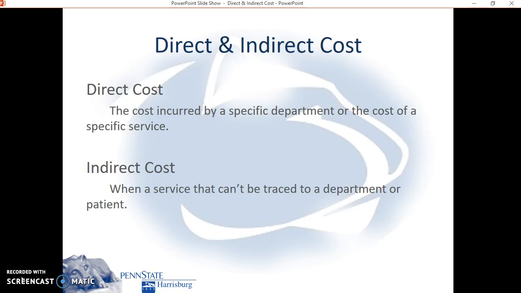Indirect calls will be supplies that you use within your hospital, the papers, the pencils, the pens, that can't be traced to a specific department because everyone within the hospital uses them. So that can't be traced to a specific department.